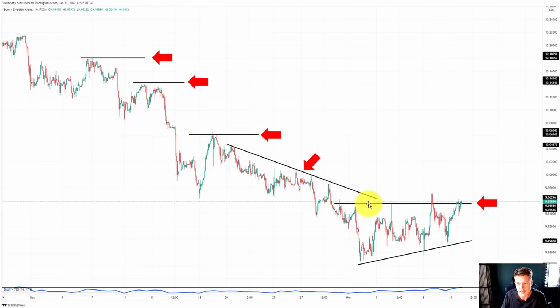We have a trend line and then something is changing here. The market is suddenly not able to make lower highs, and here you can see we are even breaking above a high.